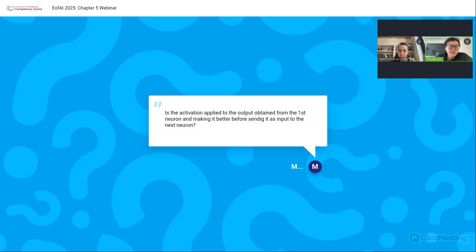Is activation applied to the output obtained from the first neurons, to make it better before setting it as input to the next neurons? Yes, if you don't apply activation, all the mathematical transformation is linear. With linear transformation, you cannot approximate different functions. Basically, the function in real life can be nonlinear. It's very complex. Only if you use nonlinear activation can you increase the expressiveness of your model. So it's better to apply activation before your output goes to the next layer.